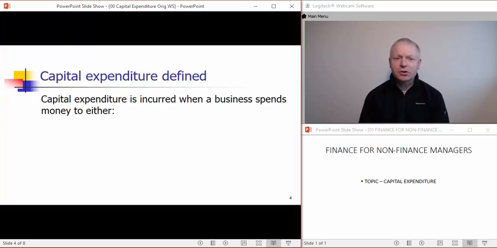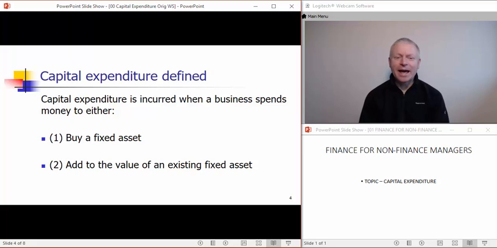So let's move on then to a definition of capital expenditure. Capital expenditure is incurred when a business spends money on either of the two following items. The first one being when they buy a fixed asset, and the second being when they add value to an existing fixed asset. That might be a situation where a business buys a hotel building, let's say for $10 million, and then subsequently decides to put on a $1 million gym to keep their customers trim. So now you have capital expenditure of $11 million. So it's not just the original purchase.